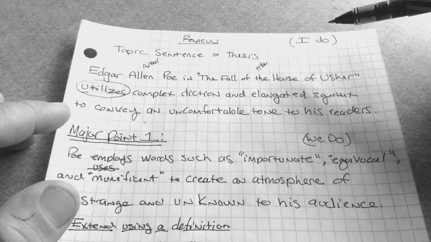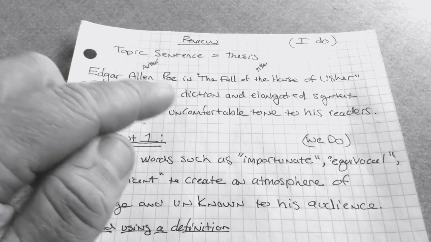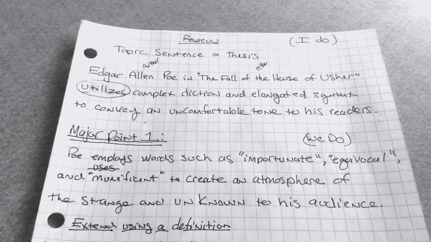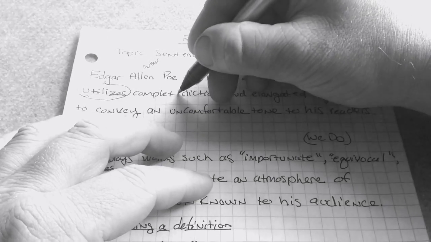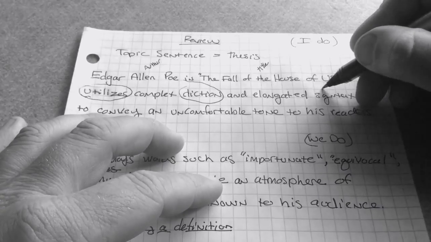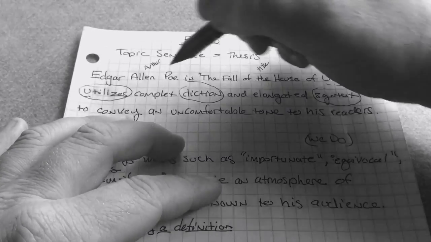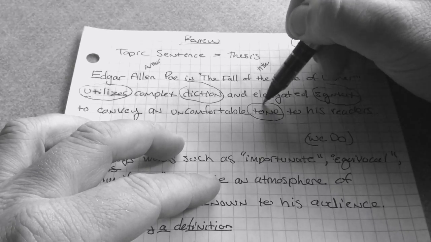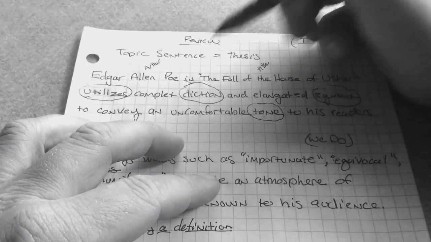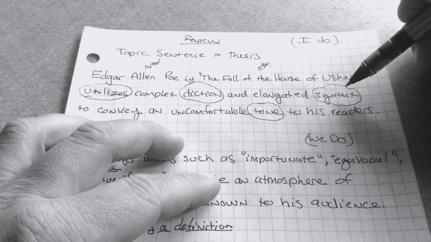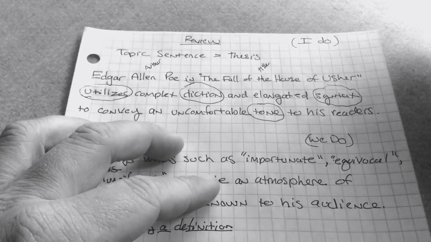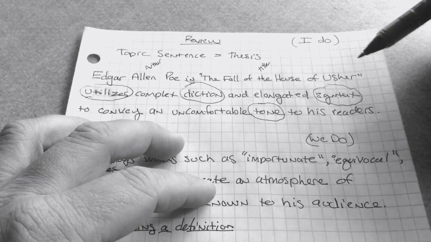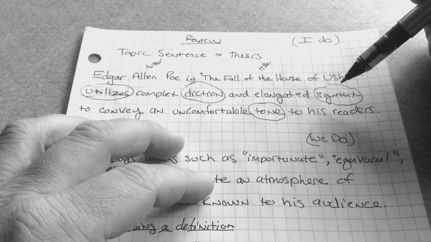Okay, Edgar Allan Poe, in The Fall of the House of Usher, utilizes complex diction, elongated syntax, to convey an uncomfortable tone to his readers. The other thing we talked about on Friday was look at how many vocabulary words are on here. Look, we have diction, we have syntax, we have tone. These are all academic vocabulary that are specific to English language arts, what we call our Tier 1 words, which we spend a lot of time on. And we spend a lot of time on those because you need to start putting those into your papers. It's going to make your papers stand out a lot better.